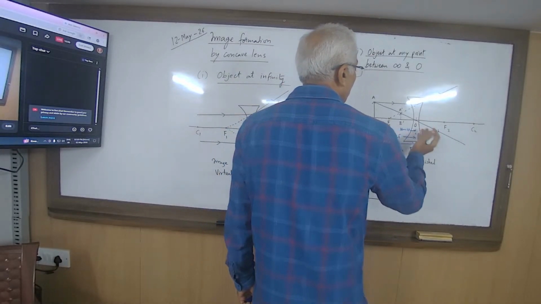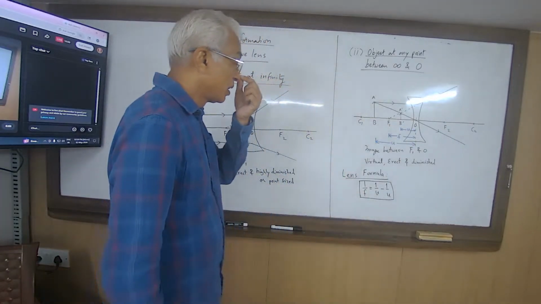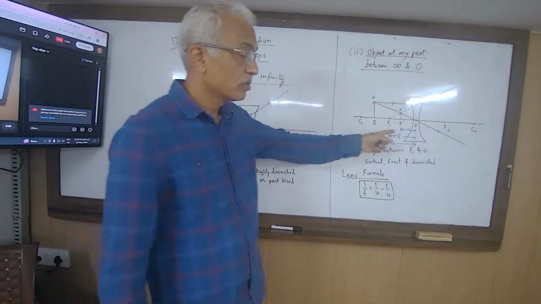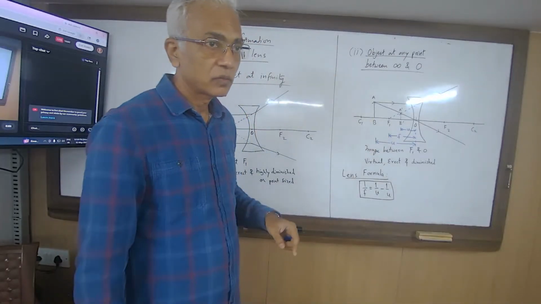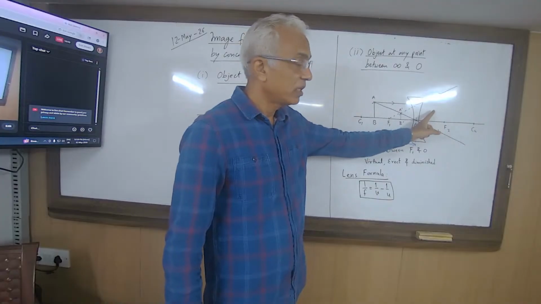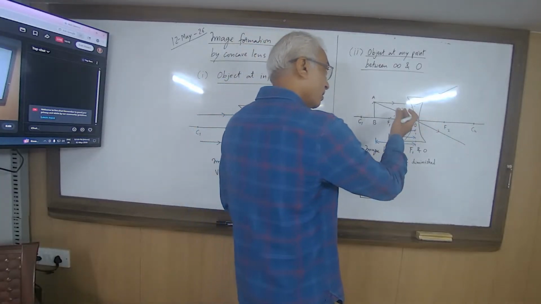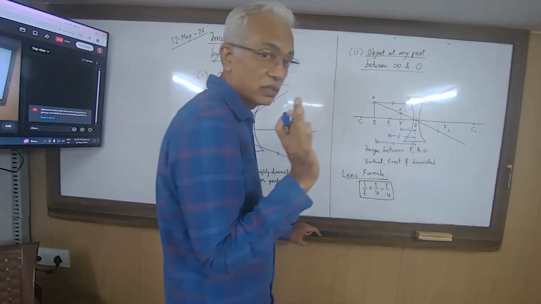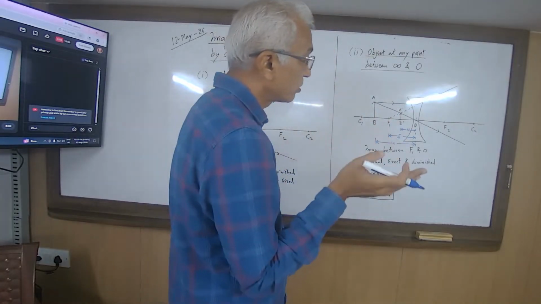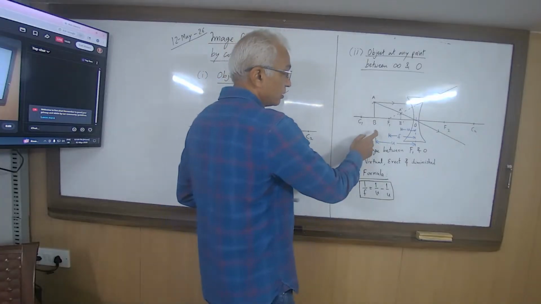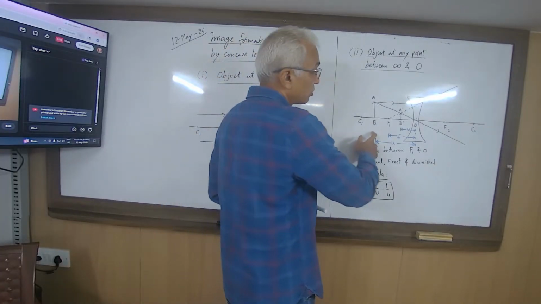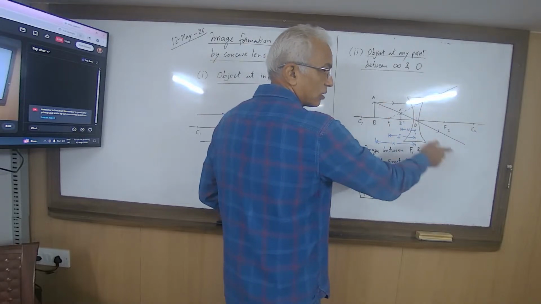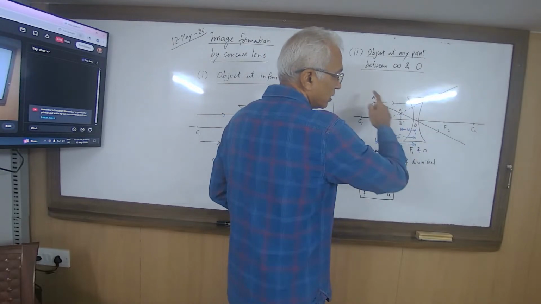Now, for a real image the v is on the right side. Sorry, remember, for a virtual image v is on the left side. For a mirror, the real image was forming in front of the mirror and the virtual image behind the mirror. Here, the virtual image is in front, on the same side as the object. So this is the only change between lens and mirror. In a lens, real is here, virtual is here, across.